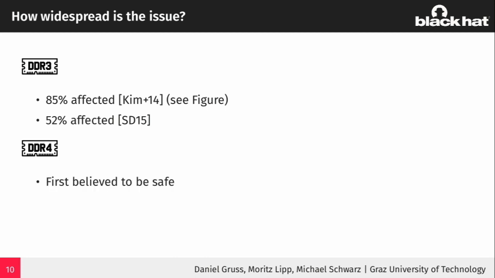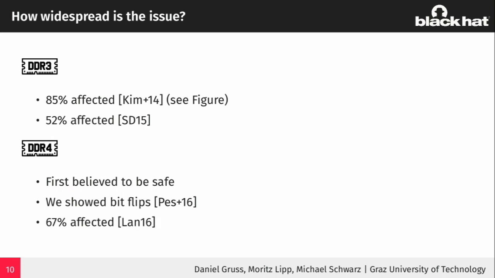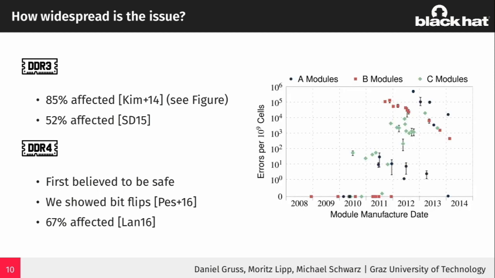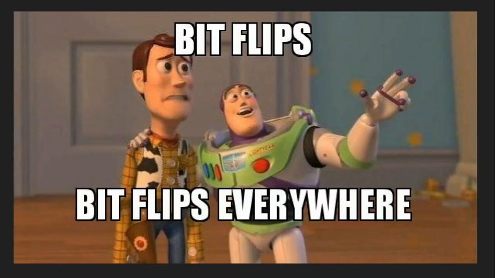For DDR4, people first believed, yeah, this is safe. You can't flip bits there, because that's also what the vendors claimed. But we tried it and it works. We showed bit flips on DDR4 in 2016. Also, there was a paper that had a small prevalence study with 12 modules, and there 8 modules were affected. Kim et al., in their original paper, also had a correlation to the manufacturing date of the module. So they showed that this seems to be correlated with the manufacturing date. So, yeah, bit flips everywhere.